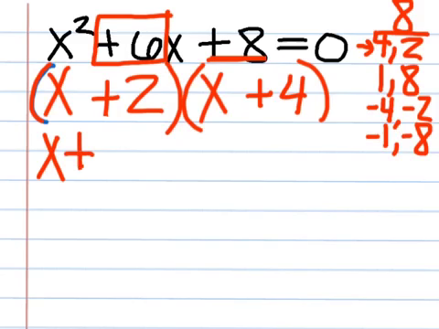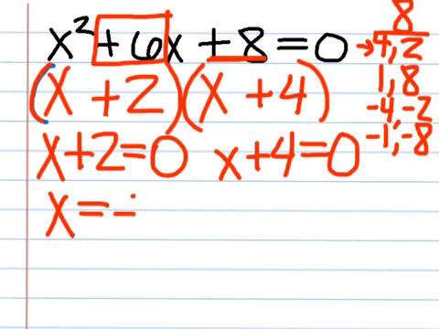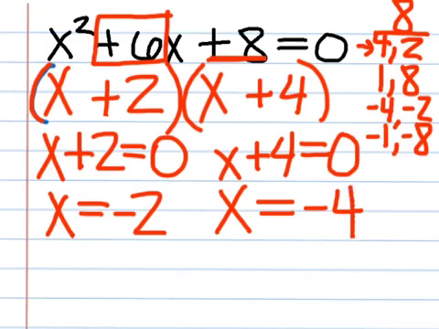We have x plus 2, set that equal to 0. x plus 4 equals 0. And then we solve. X plus 2 equals 0. What's x equal? Negative 2. And x plus 4? Negative 4. Right. Negative 2 and negative 4 are our final answers.